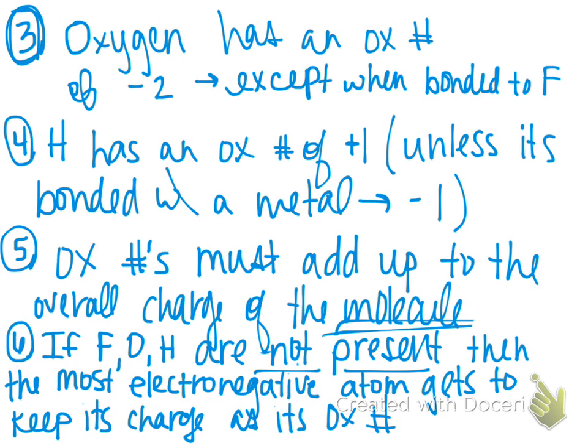Okay, that might be new to some of you, but we need to be using this scale for our 6th rule for oxidation numbers. So if none of our 3 are present, the one on here with the largest electronegativity value would get to keep its charge as its oxidation number, okay? All right, do you feel completely overwhelmed right now? Yes, okay, that's all right.